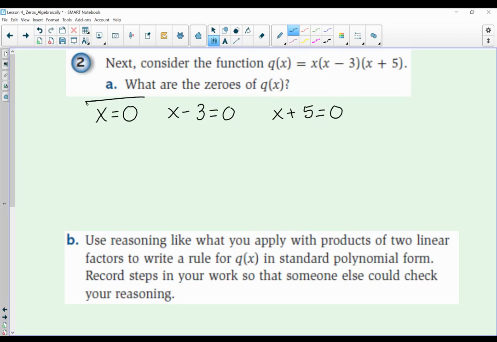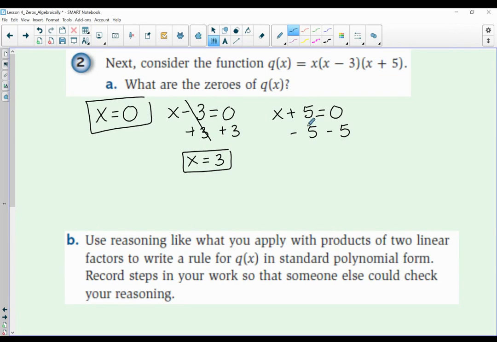This is already x equals 0. There's no extra work to be done here. These are both one-step equations. So I'm just going to add 3 to both sides and subtract 5 from both sides. Why am I adding 3? Because I have to do the inverse operation. And whatever you do to one side, you do to the other. So I get x equals 3.